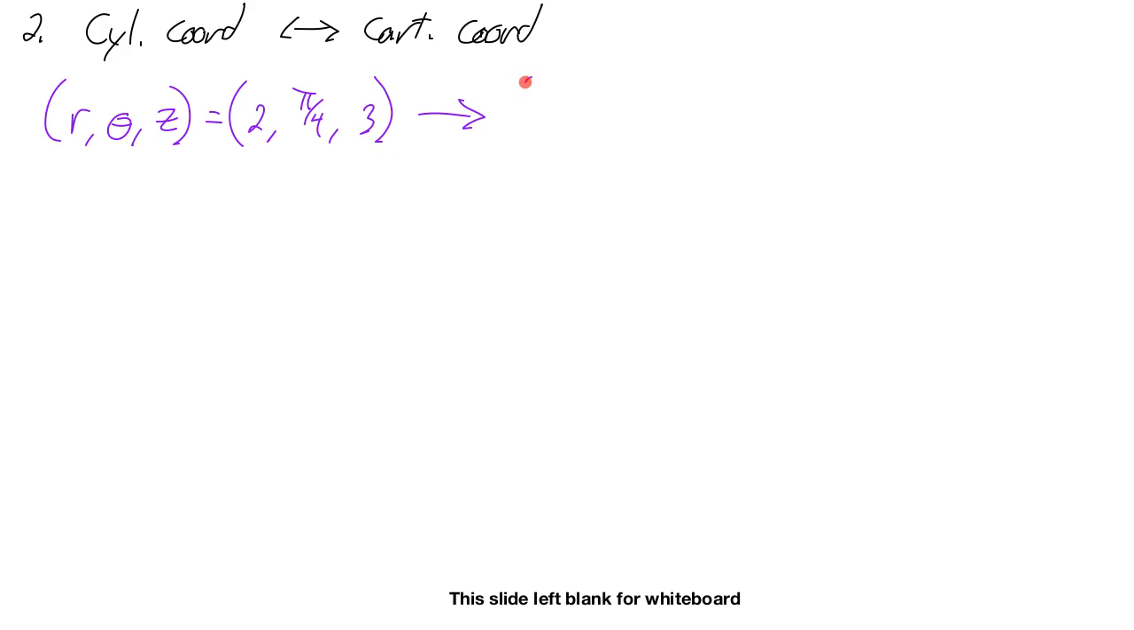So this is going to go to something that looks like x, y, z. Well, we can already put in the z, right? Because the z doesn't change. So this is going to be 3. As in our polar coordinates that we were doing in 2D, cylindrical coordinates is basically just polar coordinates stretched out over the z-axis.